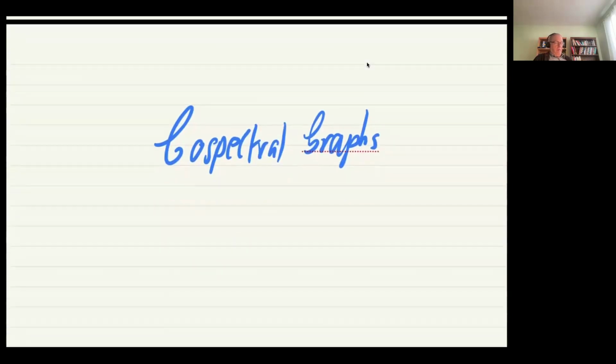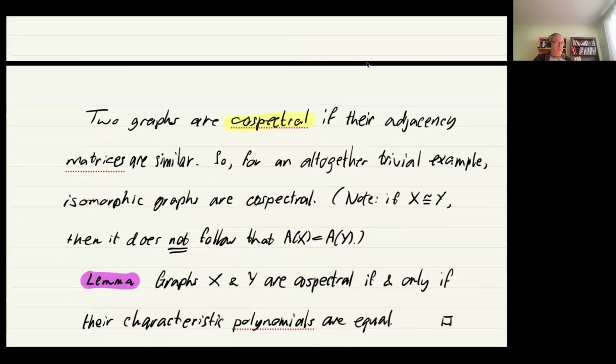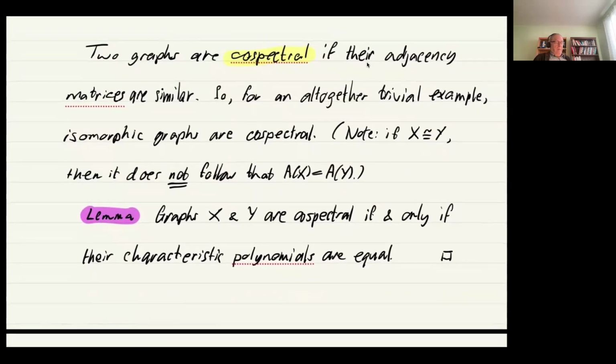Now, the topic I want to be talking about most today is questions about cospectral graphs. As far as quantum walks are concerned, we're not going to worry too much about cospectral graphs, but some of the machinery we build up will be very useful. Two graphs are cospectral if their adjacency matrices are similar. To give a completely trivial example, isomorphic graphs are cospectral because if they're isomorphic, you get the adjacency matrix B from adjacency matrix A by writing it as P A P transpose, where P is a permutation matrix, and permutation matrices are orthogonal, and so the adjacency matrices are similar. So isomorphic graphs are cospectral.